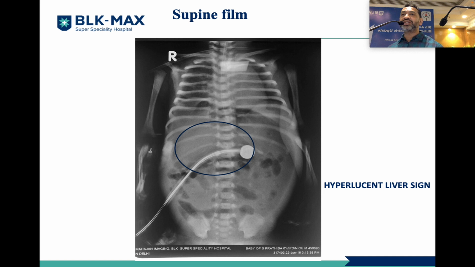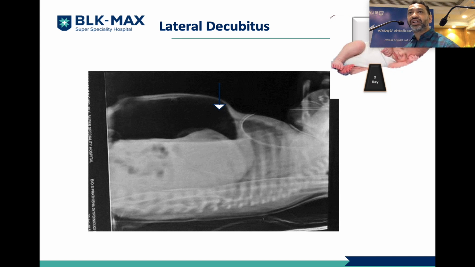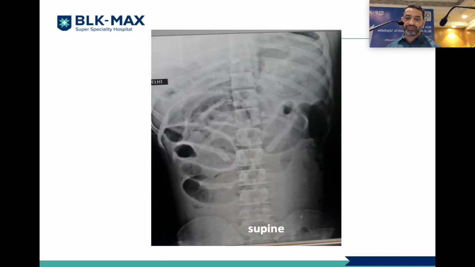So these important findings can be missed if you are not taking an erect film. If the child is critical and you are suspecting pneumoperitoneum, you can always take a lateral decubitus film, and then free air can be seen below the abdominal wall, and then you can make your diagnosis of pneumoperitoneum.